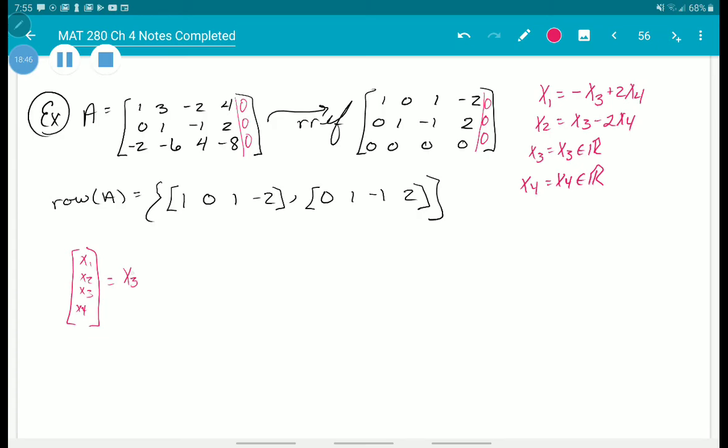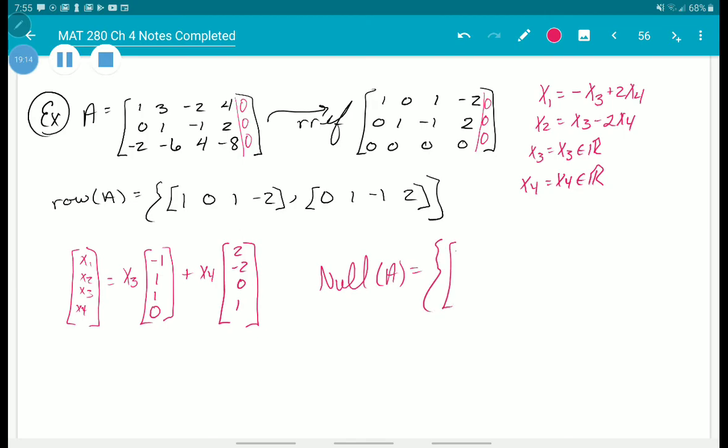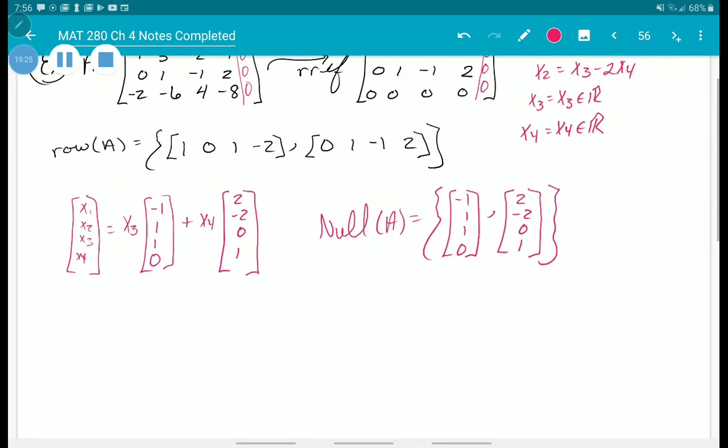So if I group x3 together, from that first line I'm going to have a negative 1 if I factor x3 out. I'm going to have a 1 from the second line, 1 from the third one, and then I don't have an x3 here, so it's understood to be 0 x3. Plus x4 times 2, negative 2, 0, and 1. So then our null space consists of those two vectors. What this is saying is that they're orthogonal complements of each other.